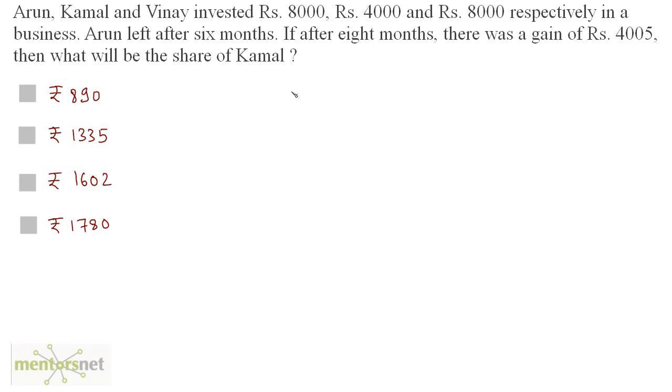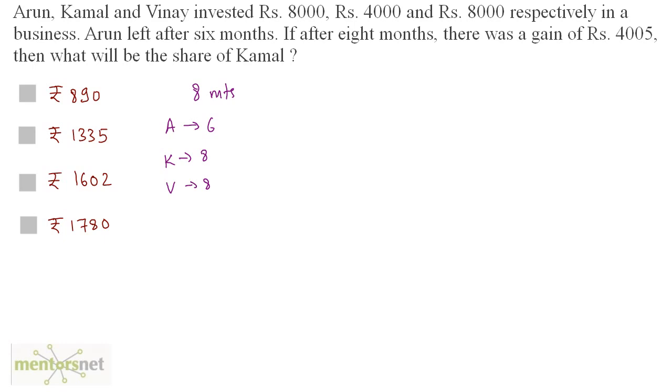What is the total time period that is given to us in this question? Well, it is written that after 8 months there was a gain of 4,005. So the total time period is 8 months. And out of these 8 months, Arun left after 6 months. So Arun did business for 6 months, whereas Kamal and Vinay were there till all the time, right? So K is 8 and V is 8.